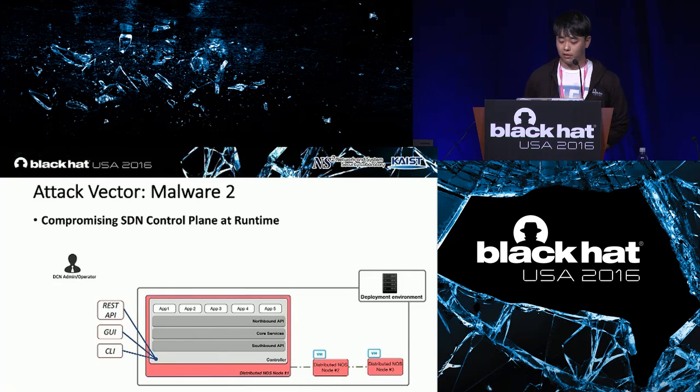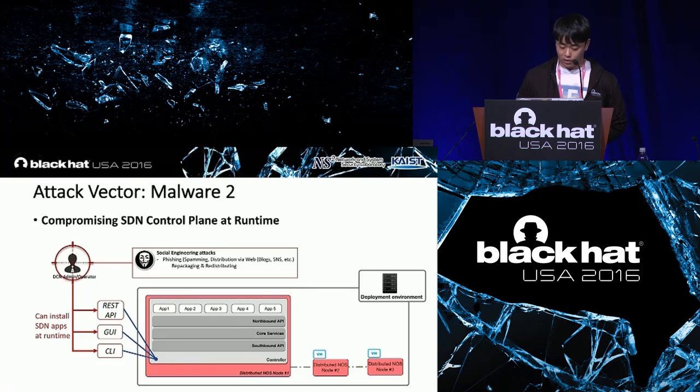Another attack vector is malicious SDN applications. ONOS and OpenDaylight both support hot deployment of SDN applications, so the network administrators and operators can easily install SDN applications using CLI, GUI, or REST API. So to make them download and install malicious SDN applications, social engineering attacks can be used. And once this malicious application is installed, the application can manipulate the behavior of the control plane and the entire network.